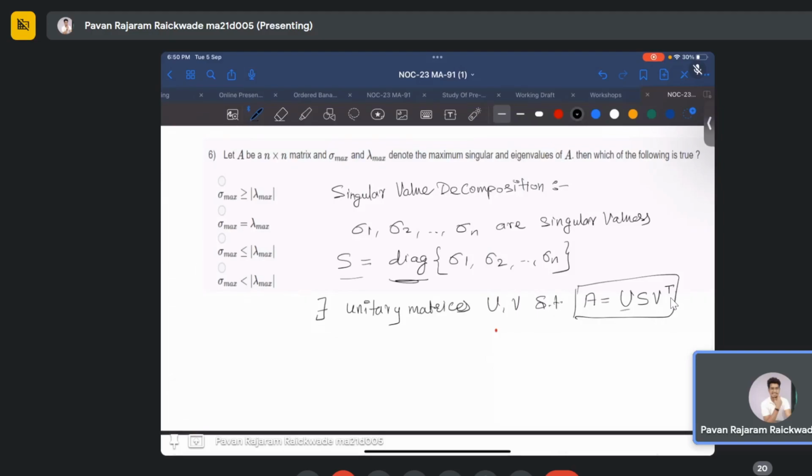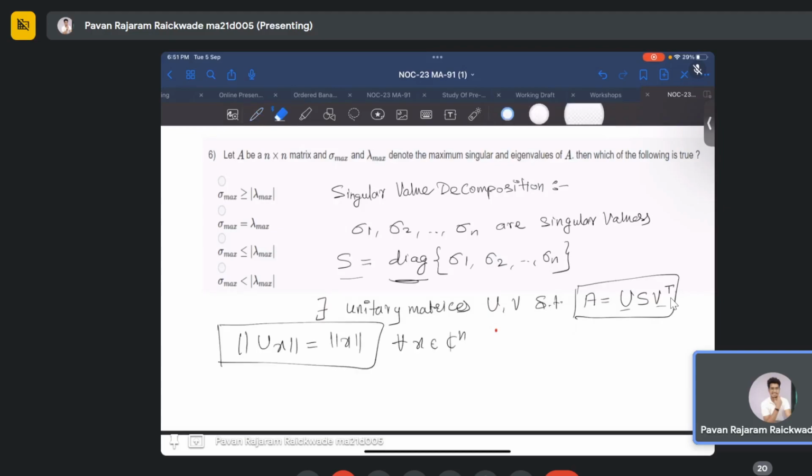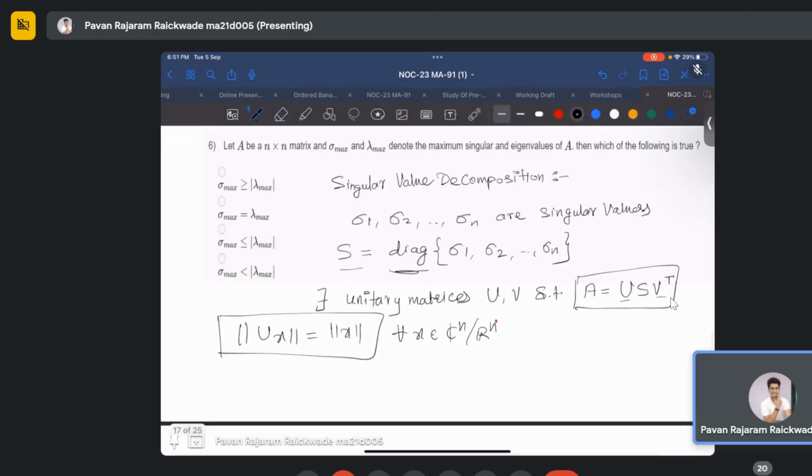And what's special about the unitary matrices or the orthogonal matrices is that they preserve distance. That is, norm of Ux will be the same as norm x for all x in C^n or R^n, whatever it is. So unitary matrices or orthogonal matrices are the ones that preserve norm.